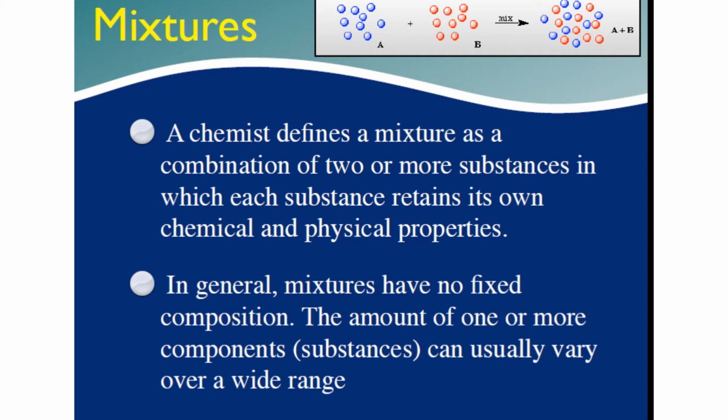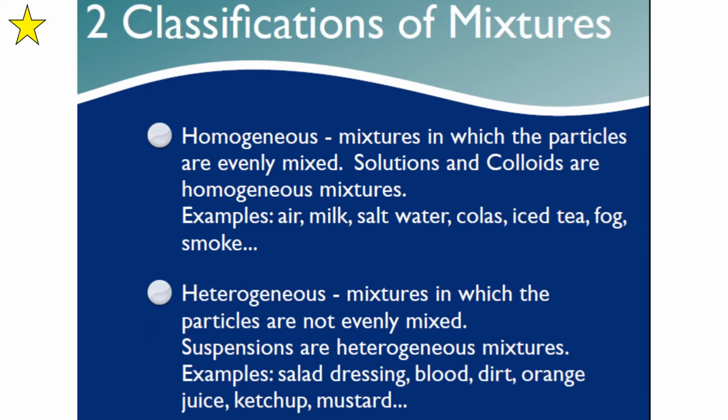Generally, mixtures have no fixed composition. The amount of one or more components is usually a wide range, so it doesn't have to be a particular composition. For example, if you were to make a salad, one day it's going to be a different salad than the other day. You might not have exactly the same amount of tomatoes or lettuce, but they're both mixtures called salad with different compositions.